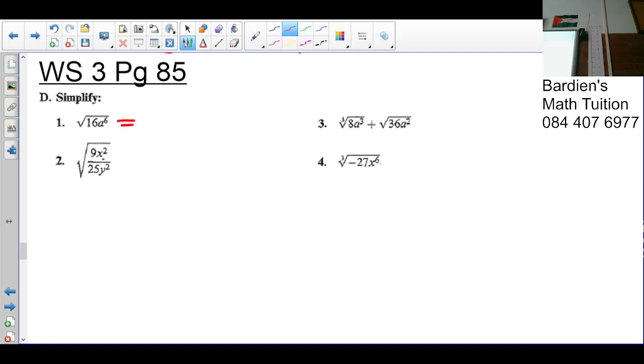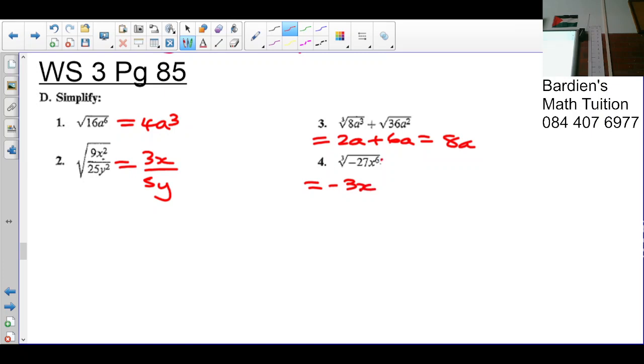What's the square root of 16a^6? 4a cubed. Then number 2. It's going to give you 3x over 5y. Nice. Next one. Cube root of 8 is 2, a plus 6a. Are they like terms? Which gives us 8a. Last one, the cube root of negative 27 is negative 3, x, 6 over 3.